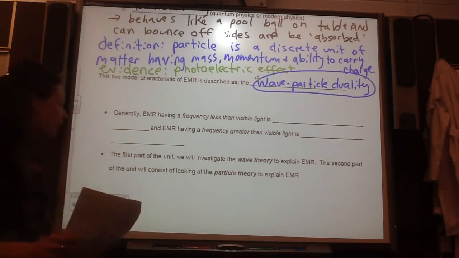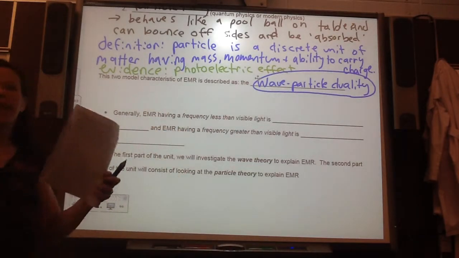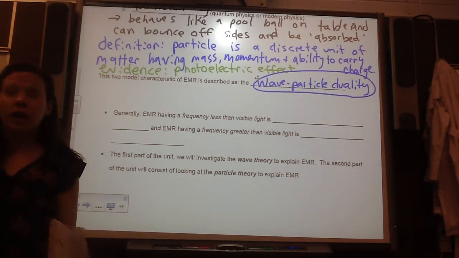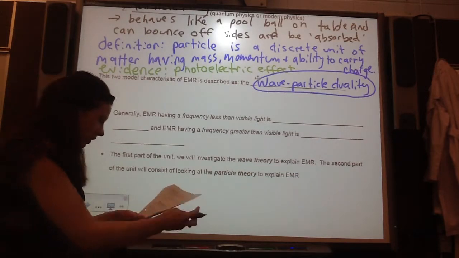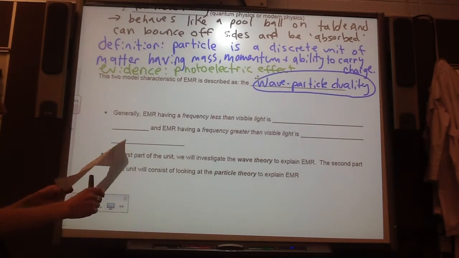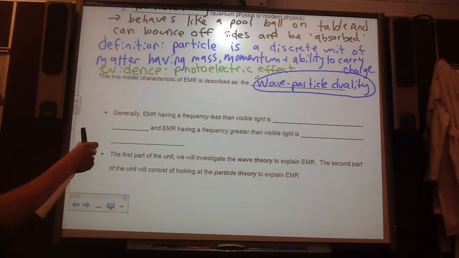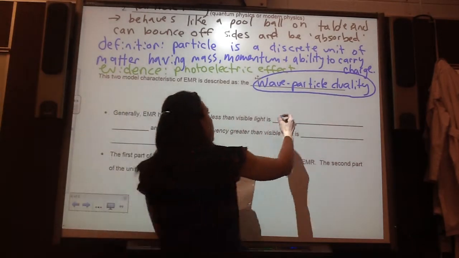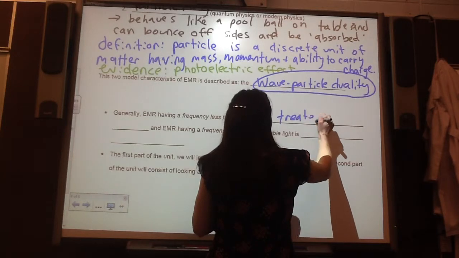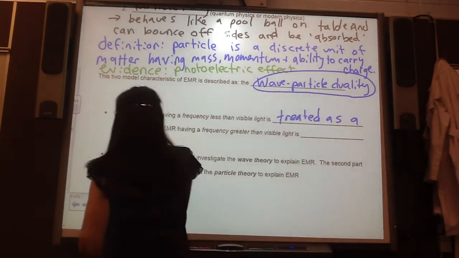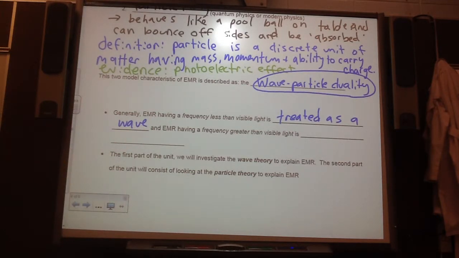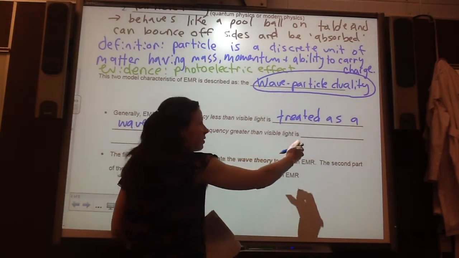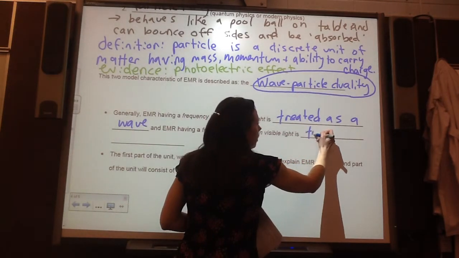And physicists are still really wrestling with the idea that particles, or charges like electrons and photons, behave both like particles and waves. It's fun. Okay, so generally, EMR having a frequency less than visible light is treated as a wave. Just as I was saying, this is talking about the spectrum. If the frequency is low, less than visible light, it's like a wave. If it's greater than visible light, it's treated as a particle.